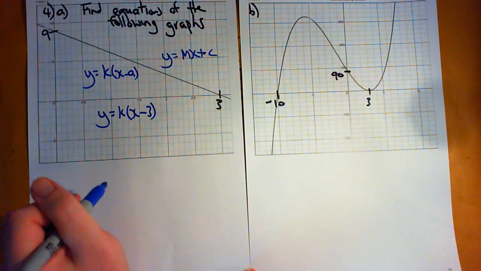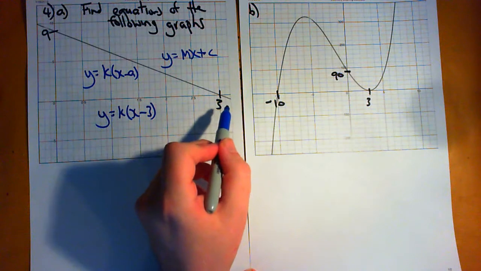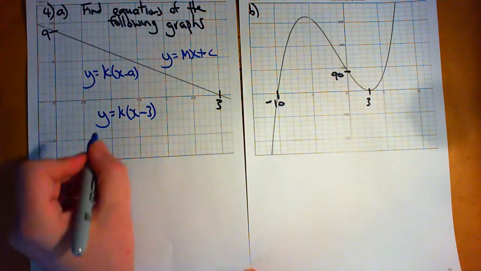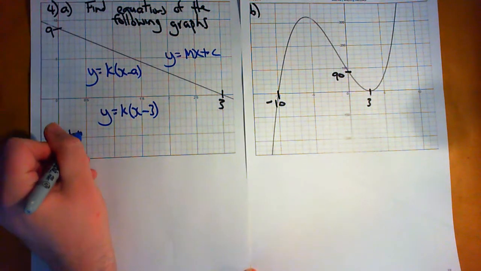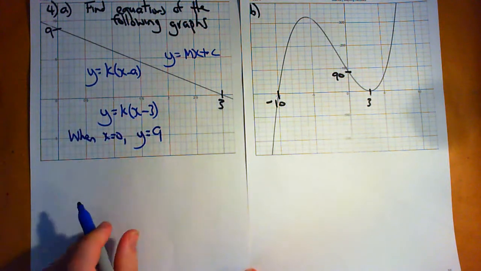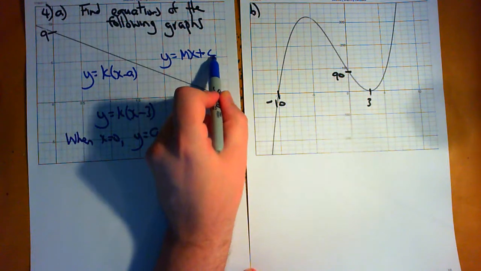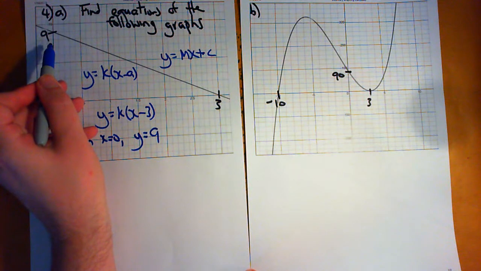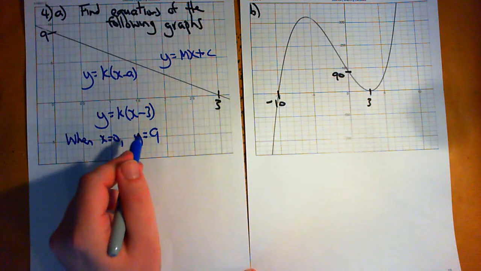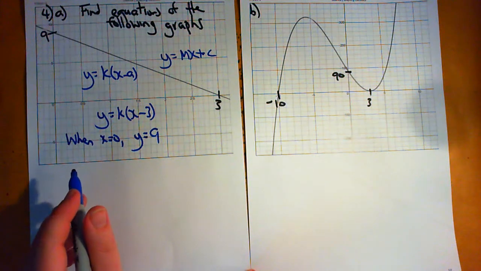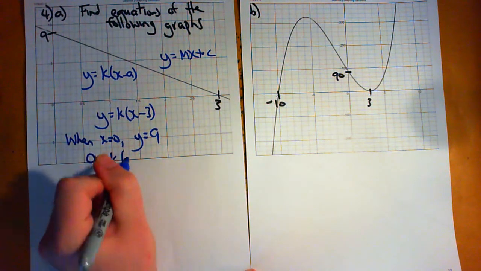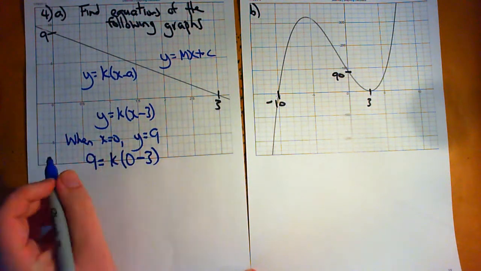Now we need to find one other point other than the x-intercept that it goes through. The y-intercept will be just fine here. So on the y-intercept, x equals 0 and y equals 9. We are expecting c to come out to be 9 because that is our y-intercept. So if we substitute this point into our equation, what are we going to get? Y is 9 equals k times (x is 0 minus 3).